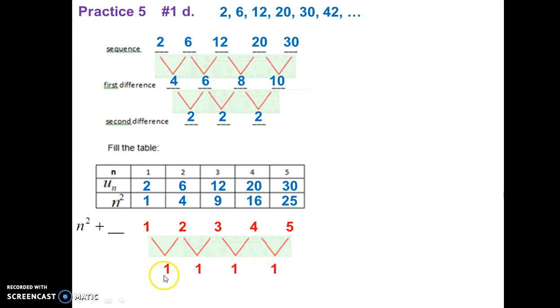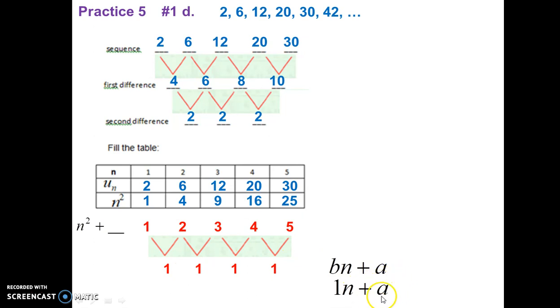1 to 2 is plus 1. 2 to 3 is 1. 3 to 4 is 1. 4 to 5 is 1. All right, so now we have a sequence where the first difference is constant. And if that's true, it must be a linear sequence. A linear sequence always looks like this, right? And the amount it's always going up by is the b value. Then this is always going up by 1. So really this linear sequence right here is 1n plus a.